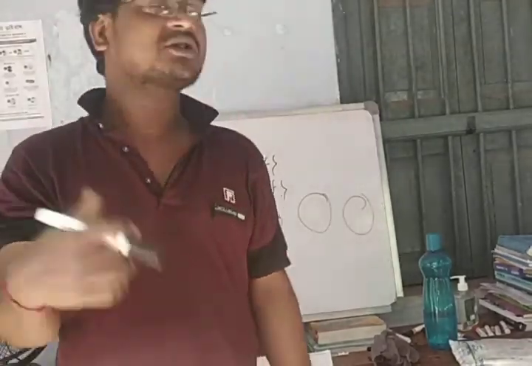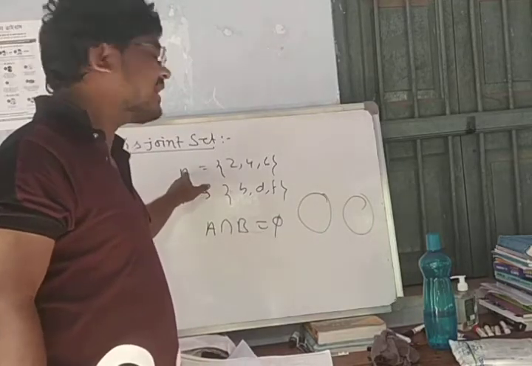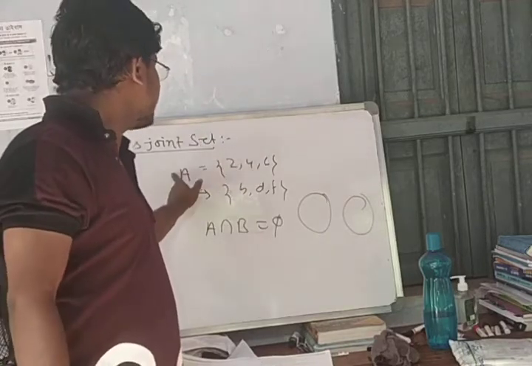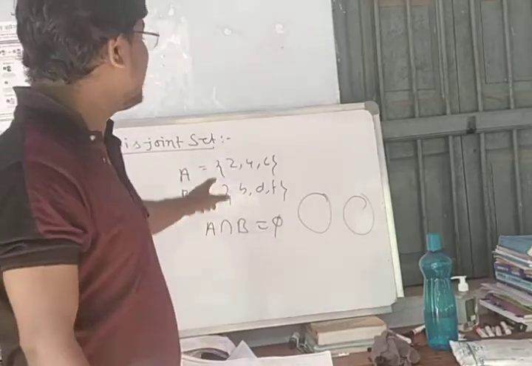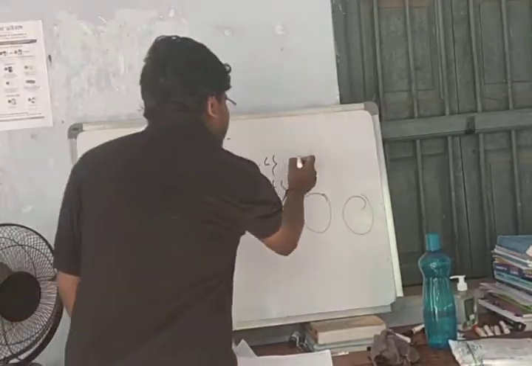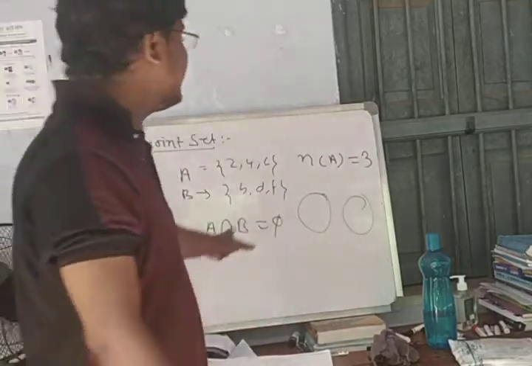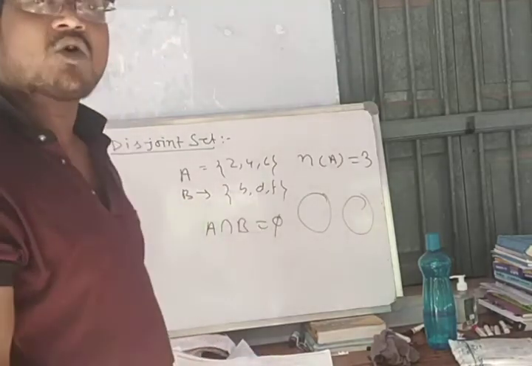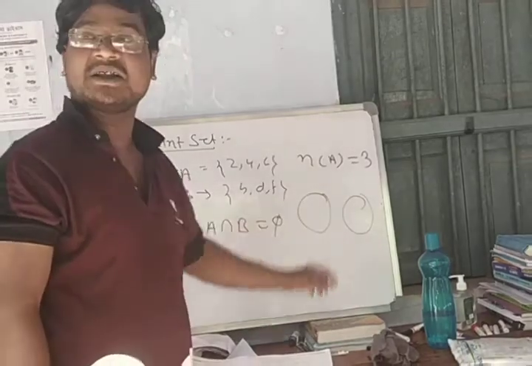Before starting equal sets and equivalent sets, I will tell you the cardinal number of a set. Cardinal number of a set means how many elements the set contains. Suppose A is the set 2, 4, 6. How many elements? Only 3 elements. Therefore we can write the cardinal number of this set, n(A) equals 3. If two sets have the same cardinal number, then they are called equivalent sets. Here A and B both have the same cardinal number.